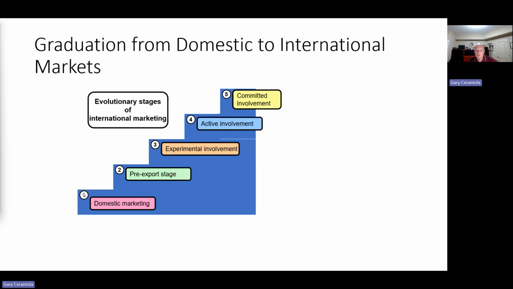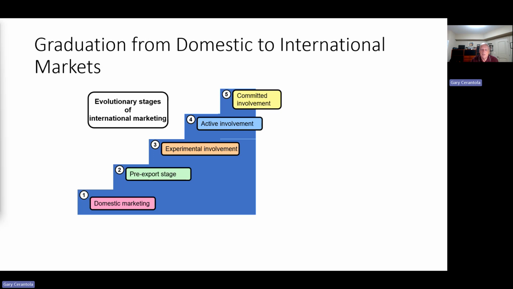Here's where I talked about learning to walk before you run. First, you get good at what you're doing domestically. You understand domestic marketing, and you know you have a very strong value proposition and the marketing capabilities to do well in your home market. Now that positions you to get to the pre-export stage. What the pre-export stage could mean is that you may not even do the export yourself. You may find an agent, maybe even in your own country, that will purchase your product and export it for you.